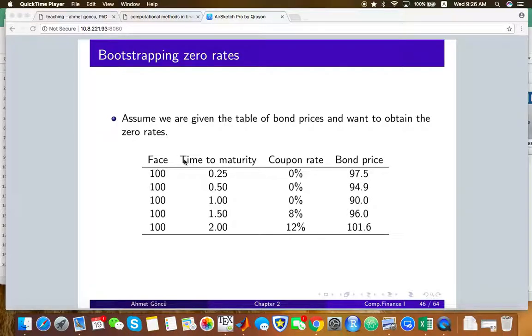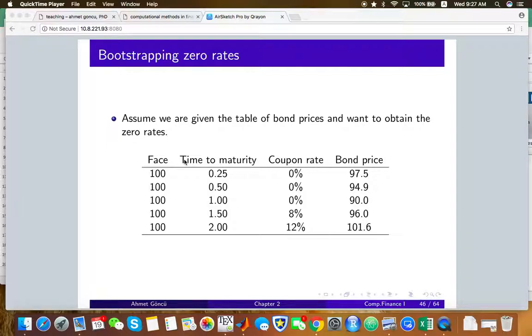Let's talk about bootstrapping zero rates. Suppose we are given the information about several bonds in the market that are traded, and you can see that this information includes the face value of the bonds, the time to maturity, coupon rates, and bond prices. And given these, we can extract the zero rates from the market prices of traded bonds.